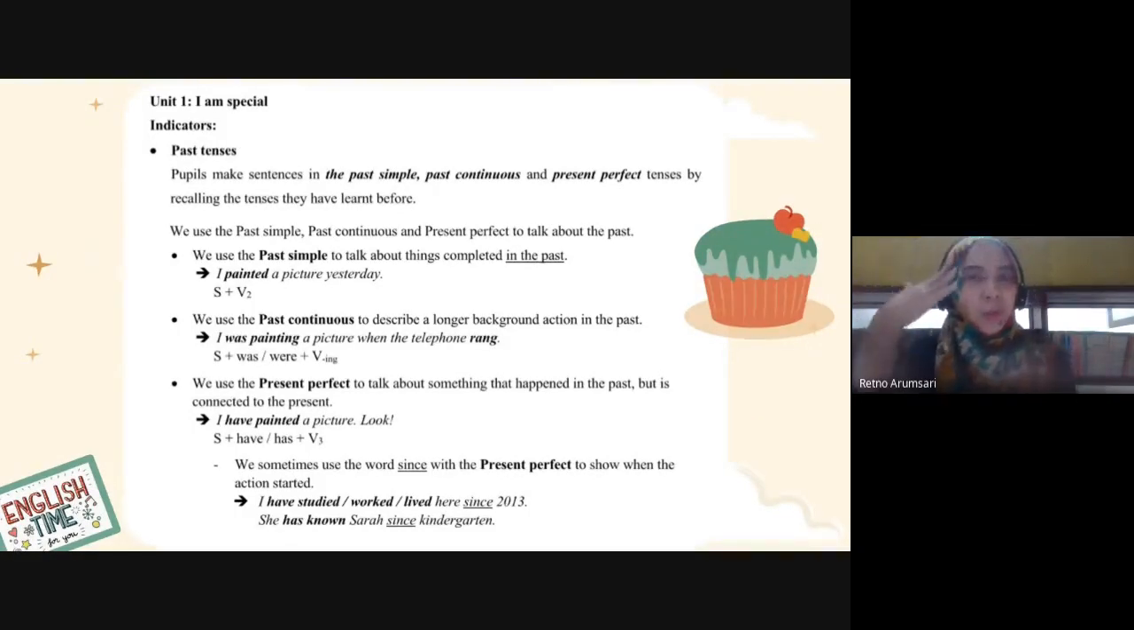I have just washed my hair. What's the result? My hair is wet. I have just eaten lunch. What's the result? I am very full now. Okay, so when the result can be seen right now, the result can be felt right now, you use the present perfect.